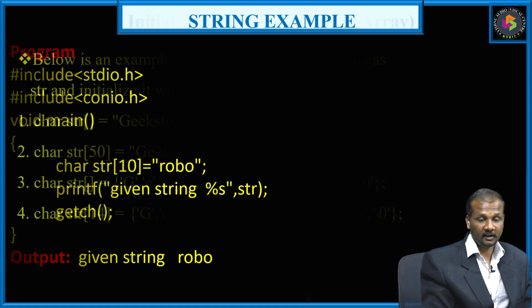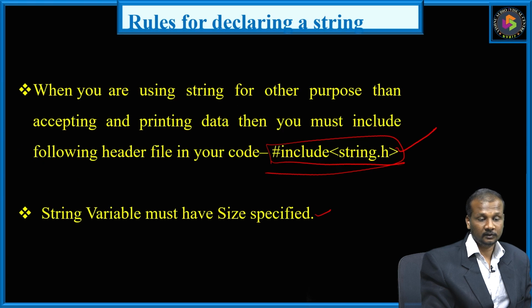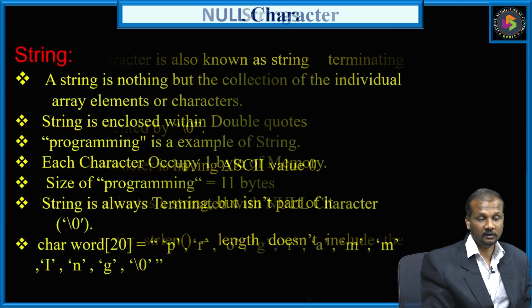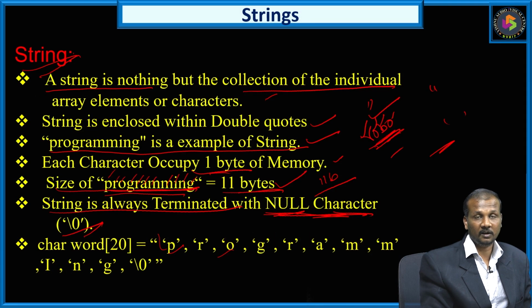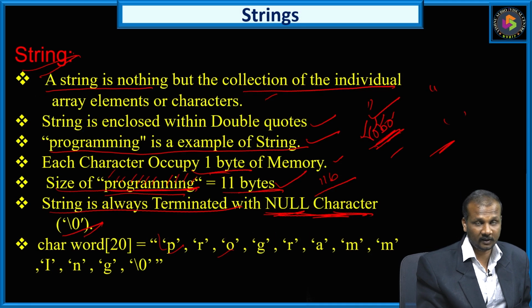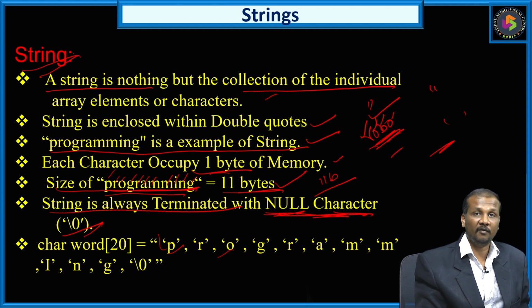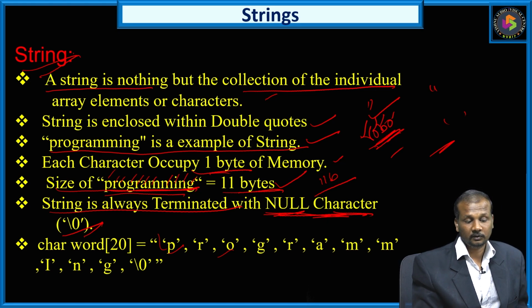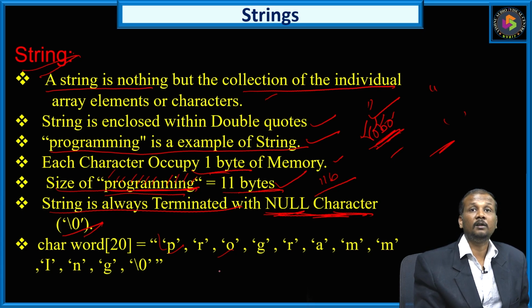Okay, now let us summarize today's concept. Today's concept is strings. What are strings? A string is nothing but a collection of individual array elements of characters, or a group of characters. A string is enclosed in double quotes. Each character occupies 1 byte. The end of the string is marked with a null character. What is the symbol of the null character? \0.